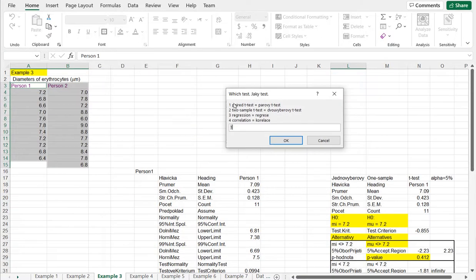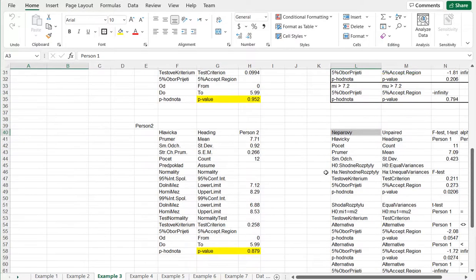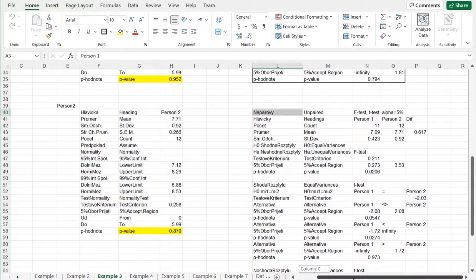Okay, and what kind of test you want? Press 1 for paired, press 2 for 2 sample. Okay, so we want a 2 sample t-test, all right? And it's giving us the results down here. They're right over there. That's our results.